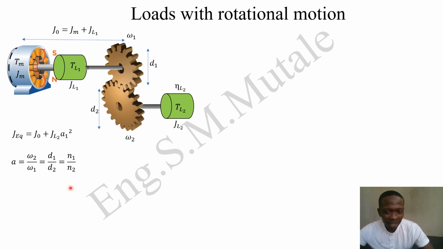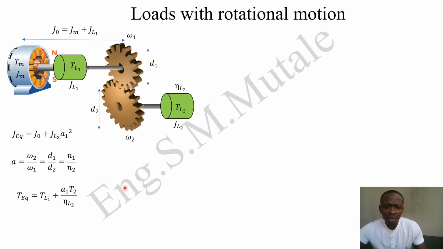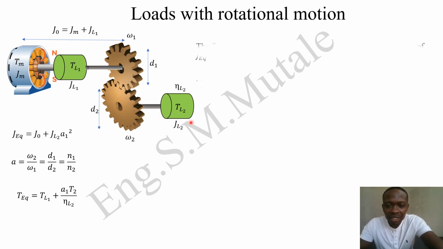And we can also calculate the equivalent torque. The equivalent torque is given by the torque of the first load plus the turns ratio times the torque of the second load, divided by the efficiency of that second load, which is this one here. So with that said, let's look at an example.